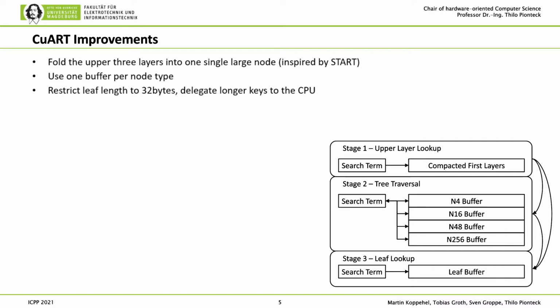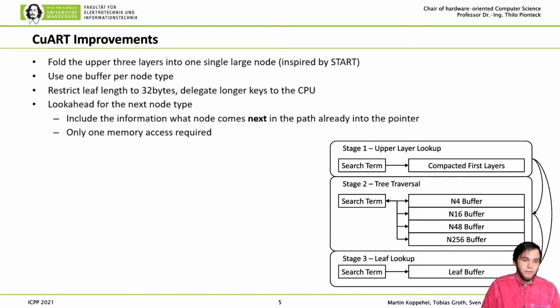Another thing we did was to restrict the key length to 32 bytes and delegate longer keys to the CPU because we expected the performance of both of them, CPU and GPU combined, to be even better than the GPU itself. The last thing we did was to implement the look-ahead for the next node type. This is probably the most important point.